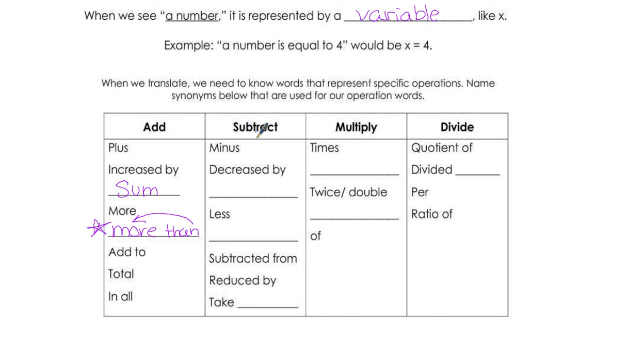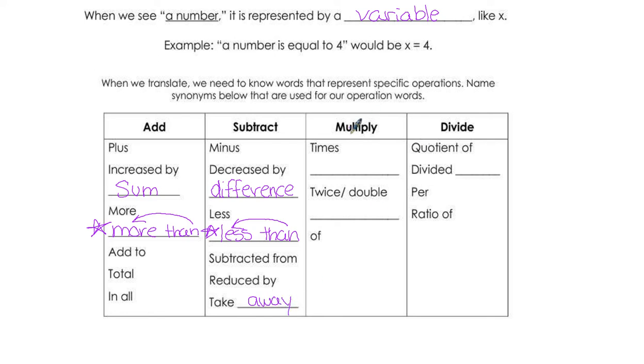Then we have subtraction. We have minus, decreased by, difference, which we saw in our integer problems a lot. So difference, less, and less than. And less than is another special one, so I want you to put a star next to it. It's just like more than. You have to switch the order of the numbers when you see it in a problem. Then we have subtracted from, reduced by, or take away.